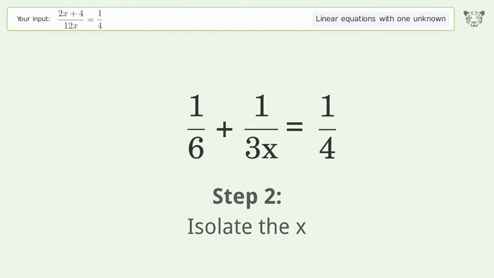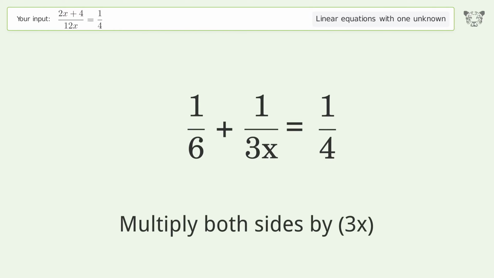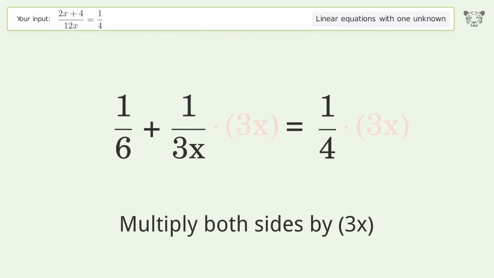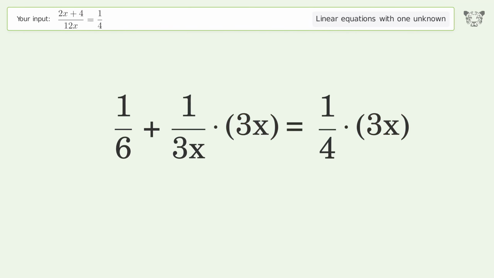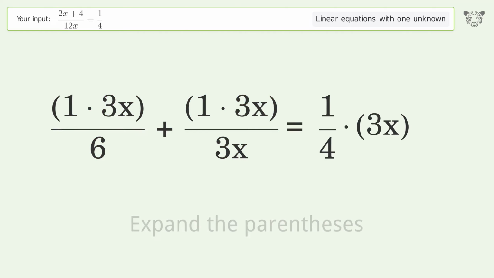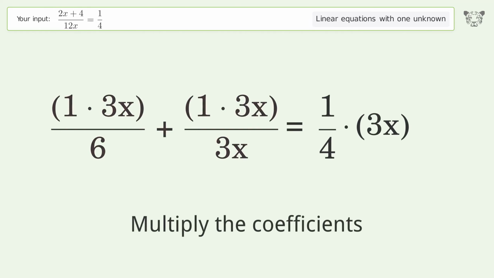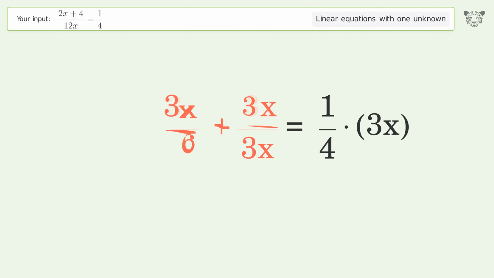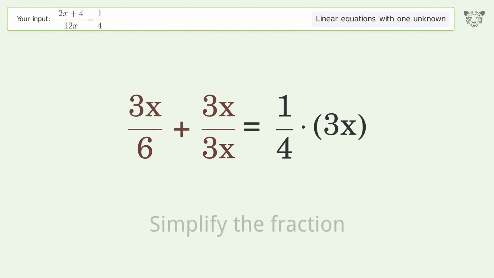Isolate the x. Multiply both sides by 3x. Expand the parentheses. Multiply the coefficients. Simplify the fraction.